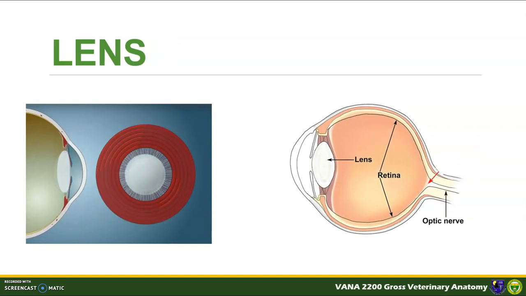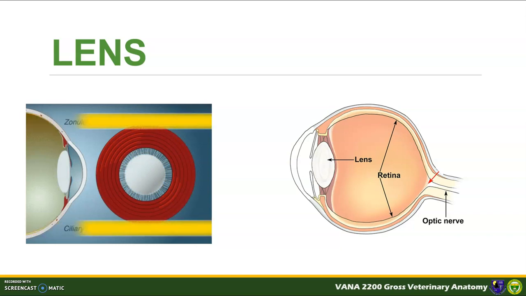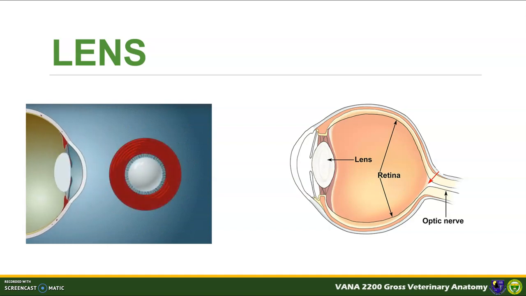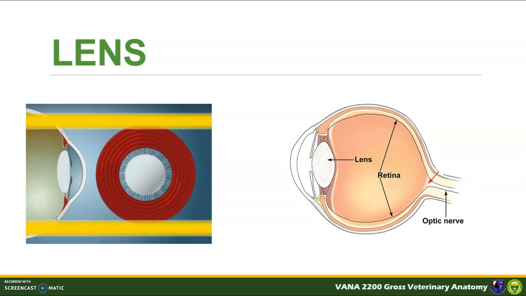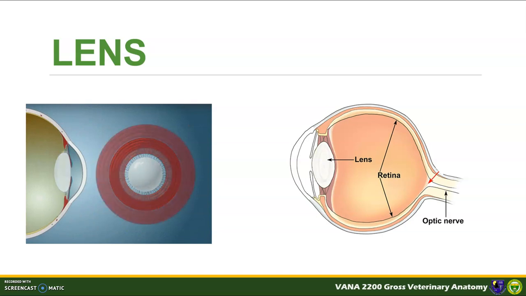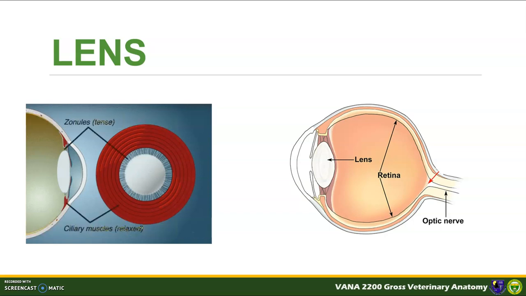Not part of the tunics but an important part of the eye is the lens. The lens is the transparent biconvex body of the eye suspended behind the iris and the zonular fibers. The main optical function of the lens is to transmit light, focusing it on the retina. By changing its shape, the lens changes the focal distance of the eye. The changes in the lens shape are made possible by the ciliary body.